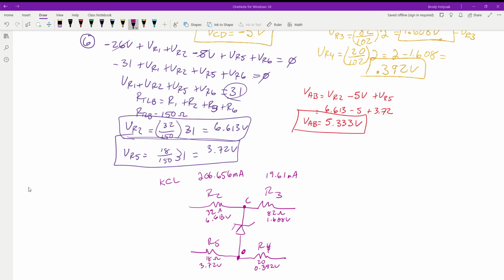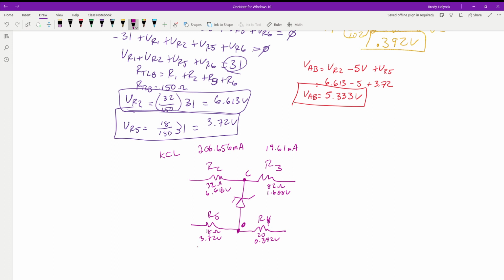R5 is 3.72 volts divided by 18 ohms. And then R4 is 0.392 divided by 20, and we got our 19.6 milliamps. Which makes sense, okay? We have our 19.61 milliamps going this direction. The 206 is coming in this way.